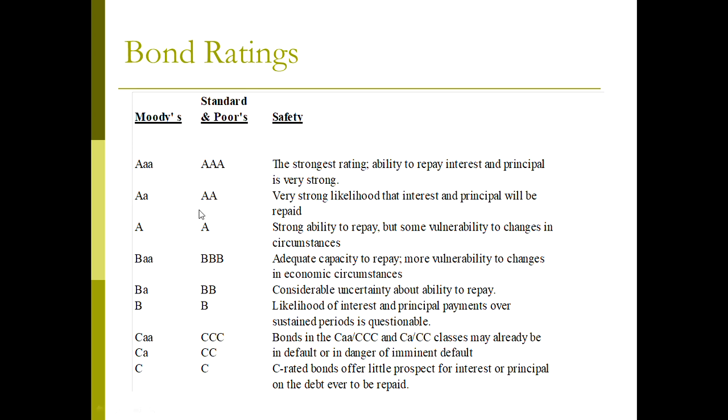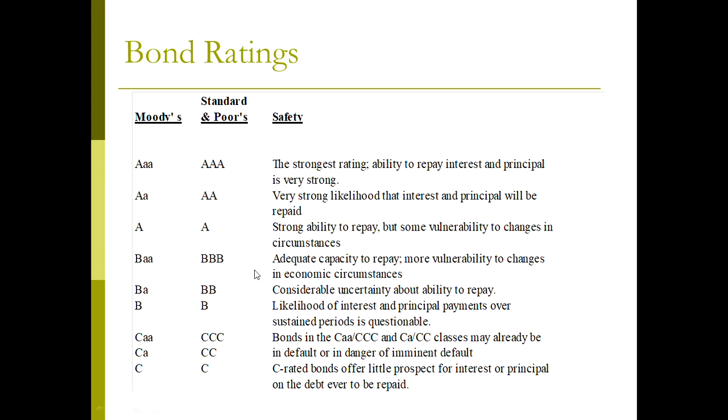Second grade is AA. It's very strong in terms of financial ability to pay the interest and the principal. And then we move on to single A, triple B, double B, single B, etc. Okay, the cutoff here is triple B. Triple B and above are investment grade. So those four are investment grade. If you want to do an investment, you want to look at triple B and above corporate bonds.